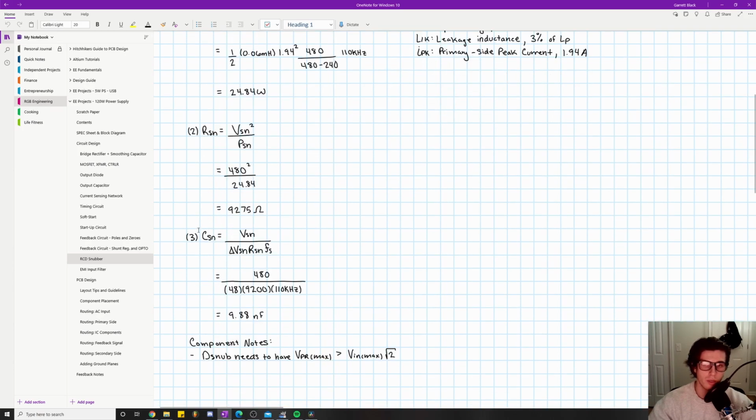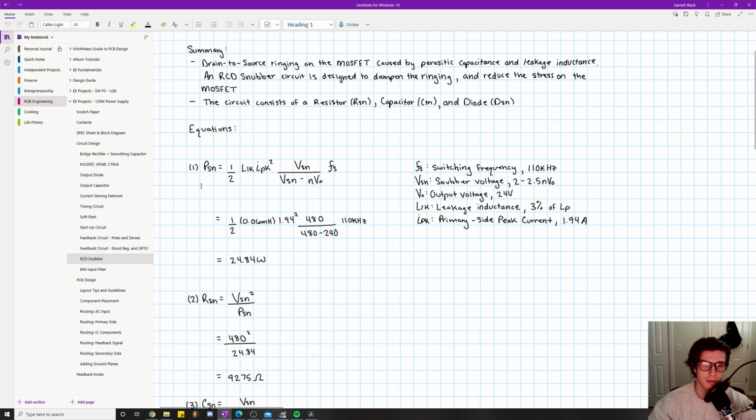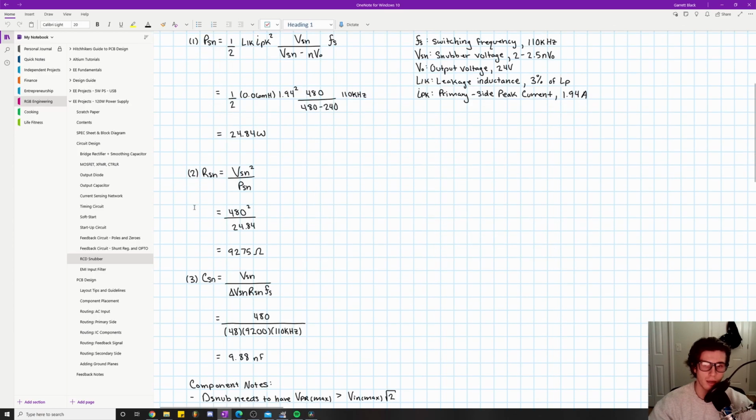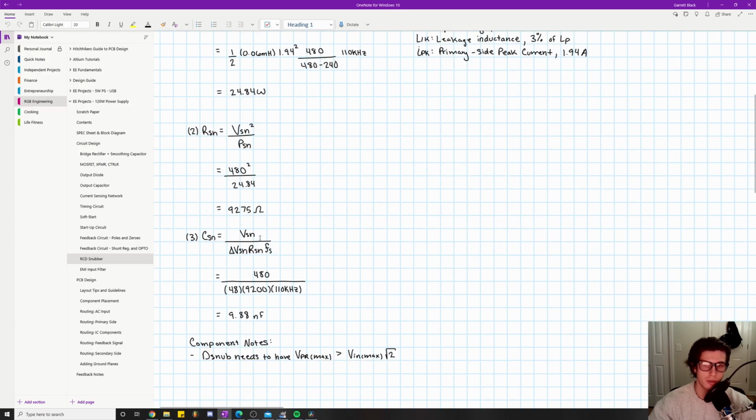So let's move on to the snubbing capacitor, or C snub. There's an equation for that, which is V snub over delta V snub times R snub times F s. Delta V snub is how much you want the voltage across the resistor to change. In this case, it looks like 10% is the value that was selected.